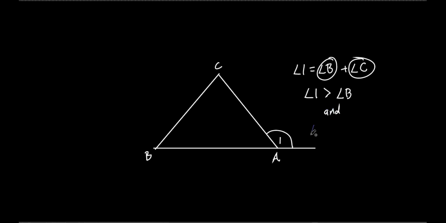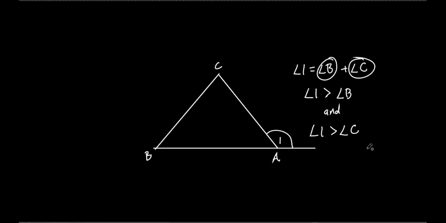So I could write it like that. I could also write it like this, that angle 1 has got to be greater than angle C. So it doesn't matter what these angles actually are. I will always know that angle 1 has got to be bigger than this angle and bigger than this angle as well, because these two have to add up to be angle 1, right? So whatever they add up to has got to be bigger than either of the parts. Does that make sense?